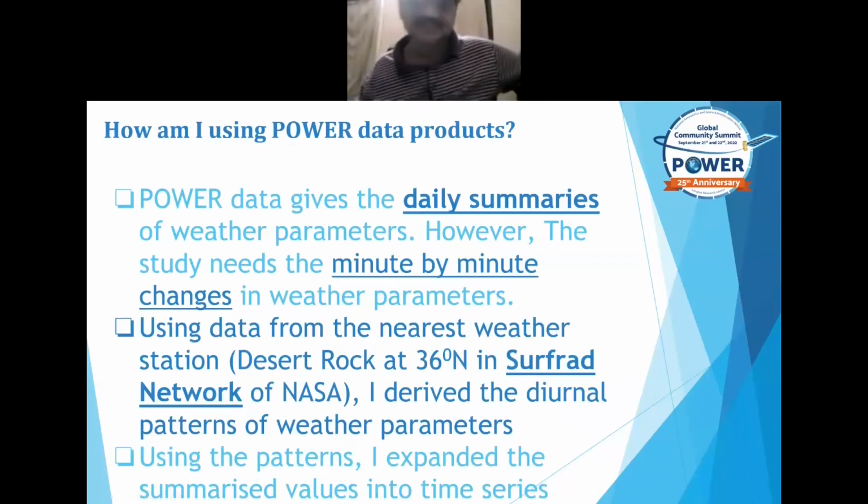POWER data gives the daily summaries, but it doesn't give the time series. So I had to use Desert Rock weather stations of the SURFRAD network and derive the diurnal patterns of weather parameters, and expand the daily average values from POWER into time series.